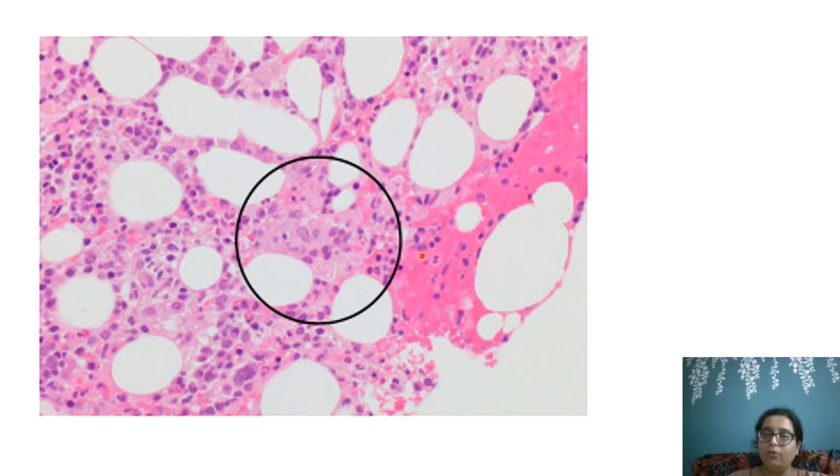So when you look at a marrow, and if you have a doubt, please tell your clinician that you have that doubt. Don't rely only on morphology to diagnose a granuloma in the bone marrow.